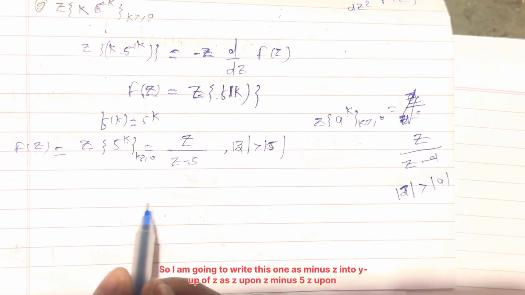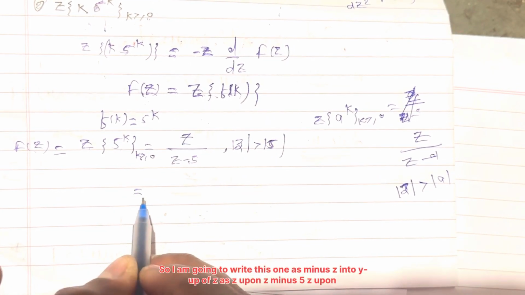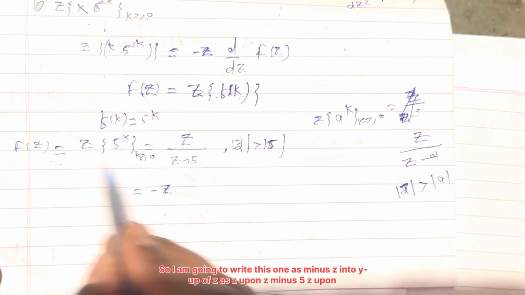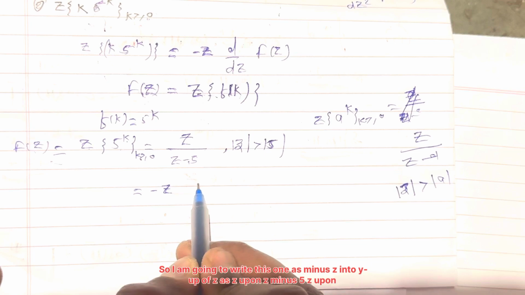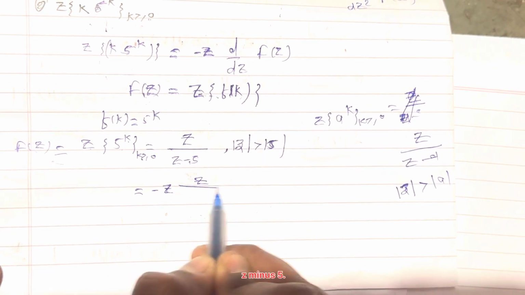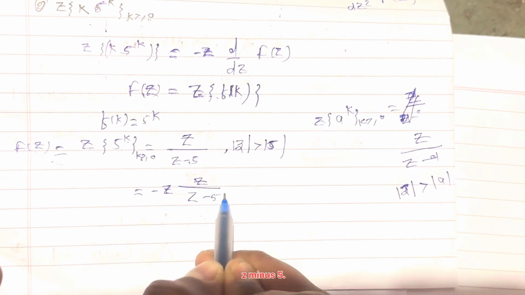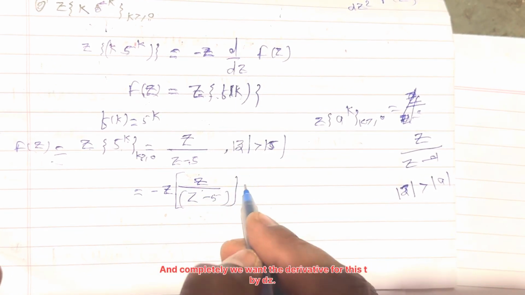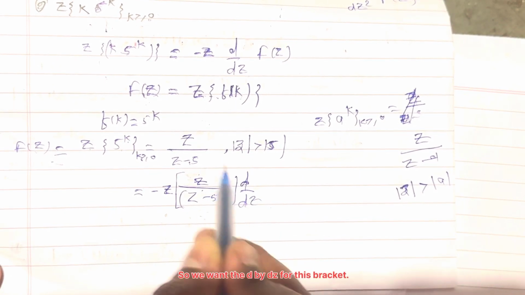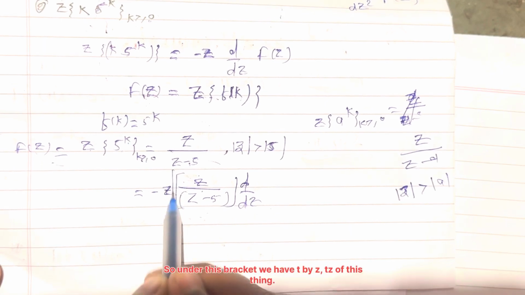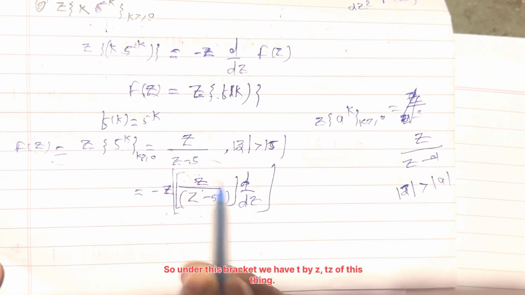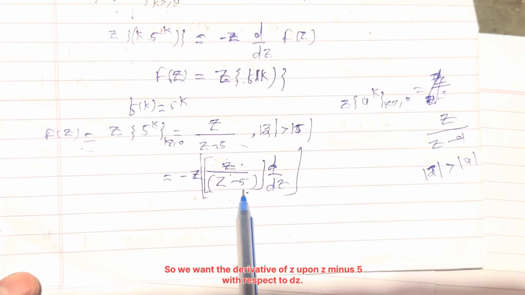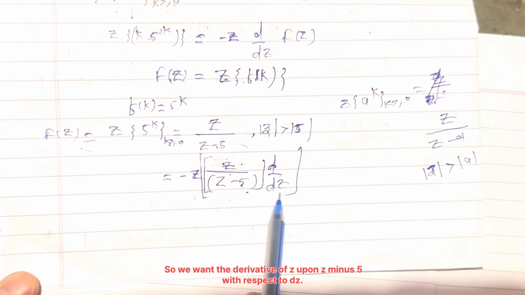So I'm going to write this as minus z into f of z, which is z upon z minus 5, and completely we want the derivative of this, d by dz. So we want d by dz for this bracket. Under this bracket we want the derivative of z upon z minus 5 with respect to z.